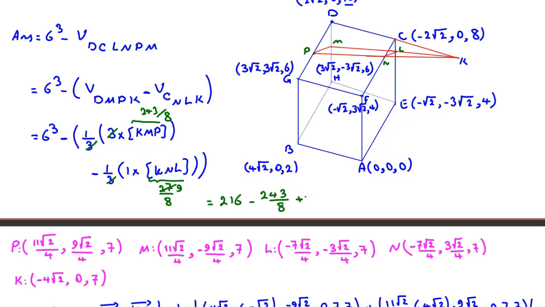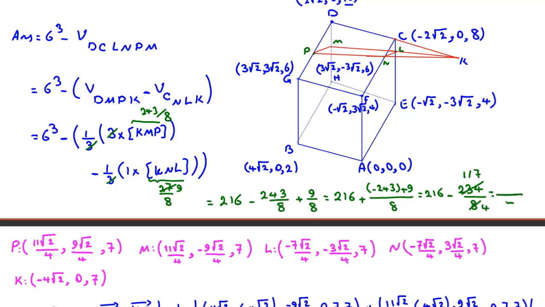Minus plus 9 over 8. And if you use common denominator, let's calculate this first. Plus common denominator 8, minus 243 plus 9. It will be 216 minus 243 minus 9, which is 234 over 8. If we divide by 2, it will be 117 over 4.